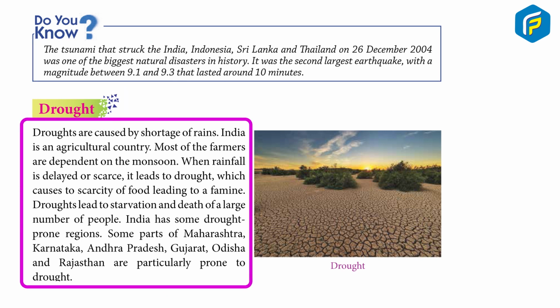Droughts are caused by shortage of rain. India is an agricultural country. Most of the farmers are dependent on the monsoon. When rainfall is delayed or scarce, it leads to drought, which causes scarcity of food, leading to a famine. Droughts lead to starvation and death of a large number of people. India has some drought-prone regions. Some parts of Maharashtra, Karnataka, Andhra Pradesh, Gujarat, Odisha and Rajasthan are particularly prone to drought.